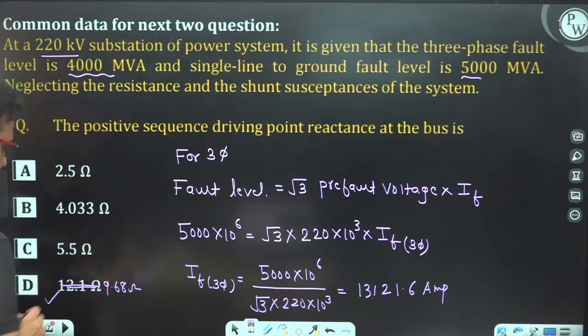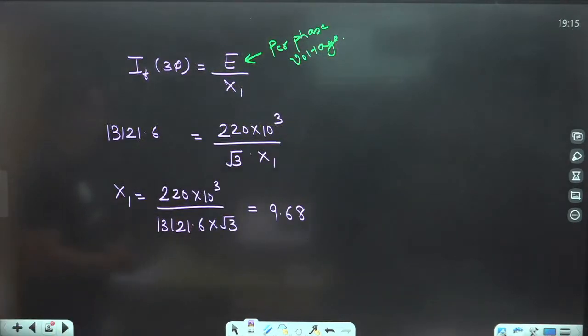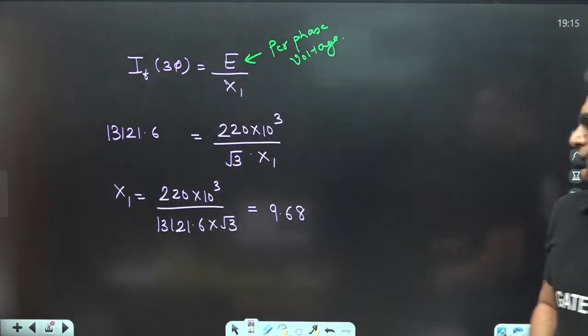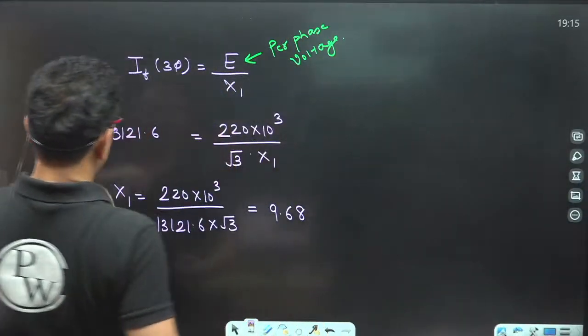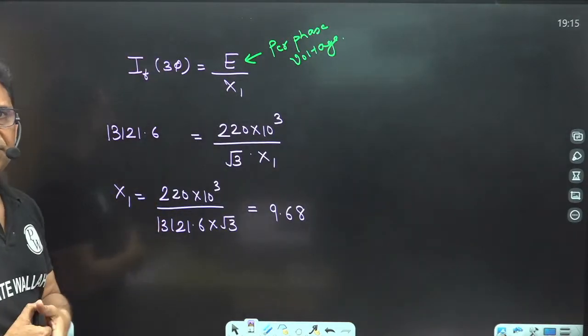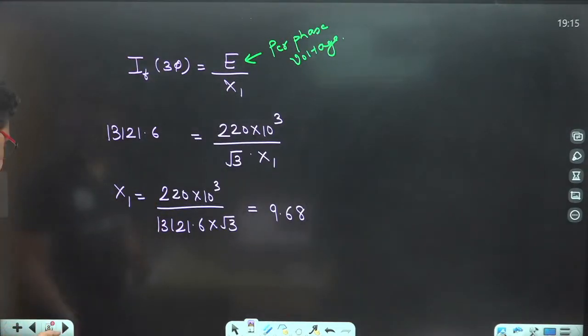So now D becomes the correct answer. 9.68 ohm will be the correct option. The positive sequence driving point reactance at the bus is 9.68. Clear? Any doubt in this? So first you have to find out the value of the fault current, and from this fault current value you can easily find out the value of positive sequence reactance.